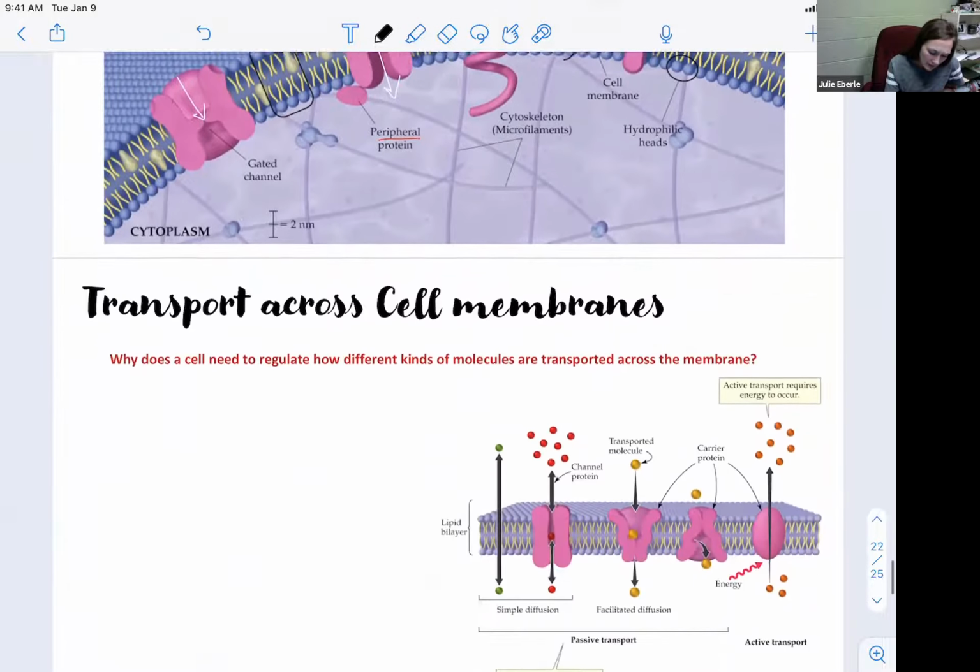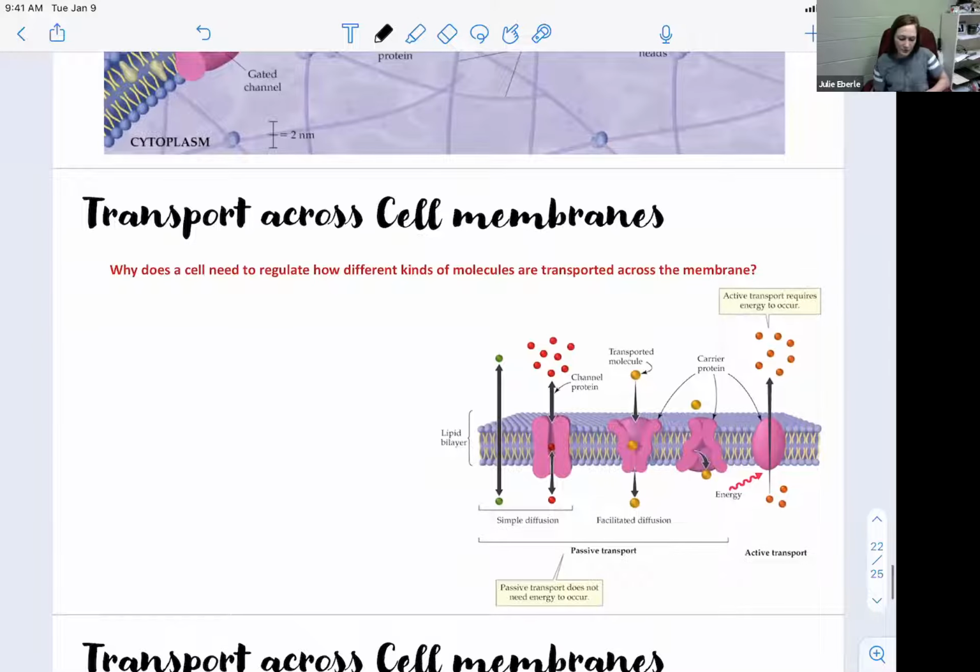Now, I want to ask you this question. We're about to talk about how molecules are transported into and out of the cell. And there are different ways this happens. But why would it be important for a cell to regulate how different kinds of molecules are transported across the membrane? Anybody think of why this would be important?